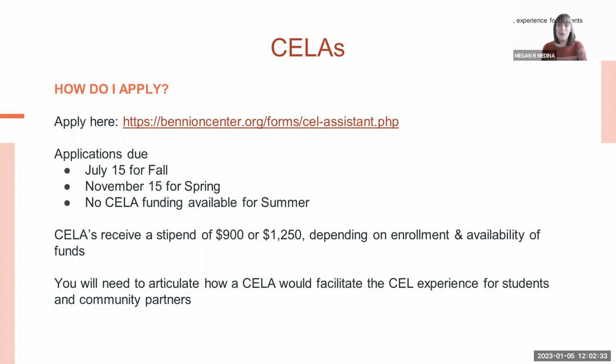Due to high demand, we no longer have funding available for summer CELAs. That funding gets fully utilized during the fall and spring semesters when there are the majority of our CEL designated courses. CELAs will receive a stipend, either a 3/4 stipend of $900 or the full stipend of $1,250, depending on the size of the class and availability of funds. So if a class is 25 students or larger, they will get the full $1,250 as their stipend.